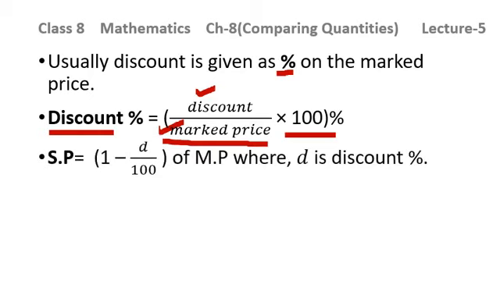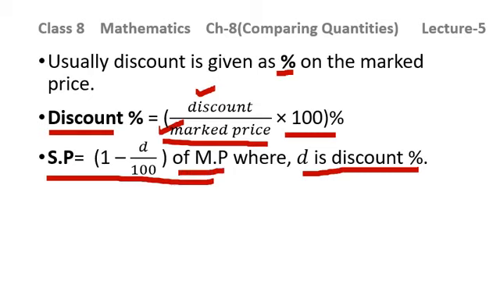Then the SP formula, we have learned the SP formula also in terms of discount percentage. When discount is given to you in percentage, we have derived this formula also. So SP is equal to (1 minus D over 100) into MP, where D is the discount percentage.